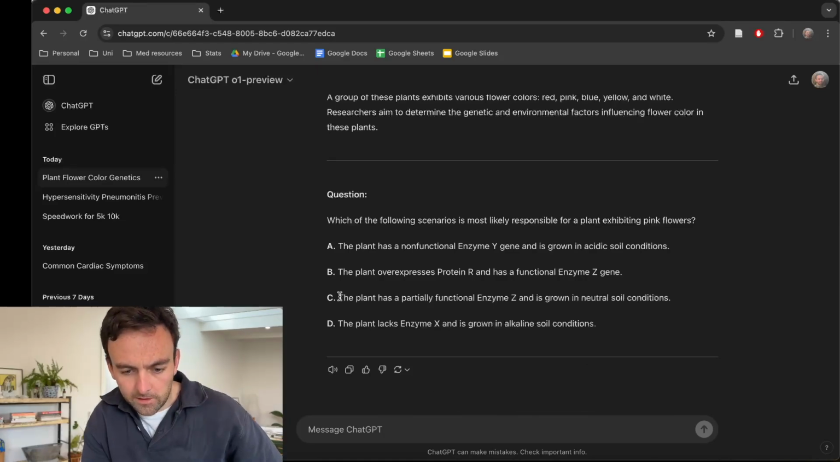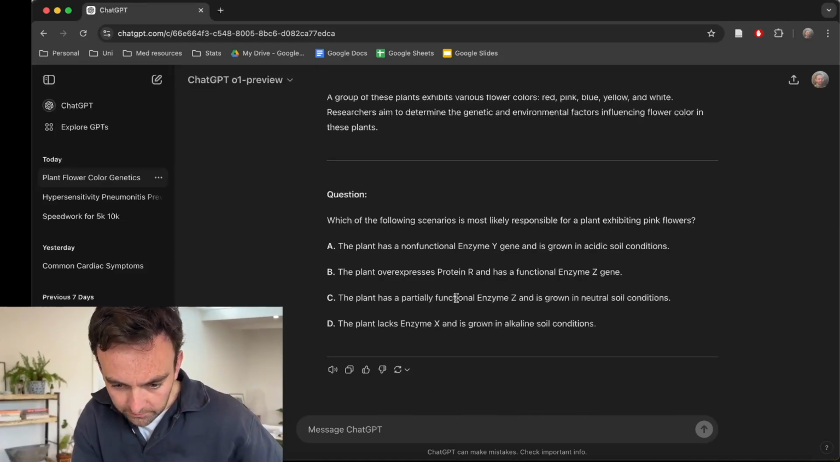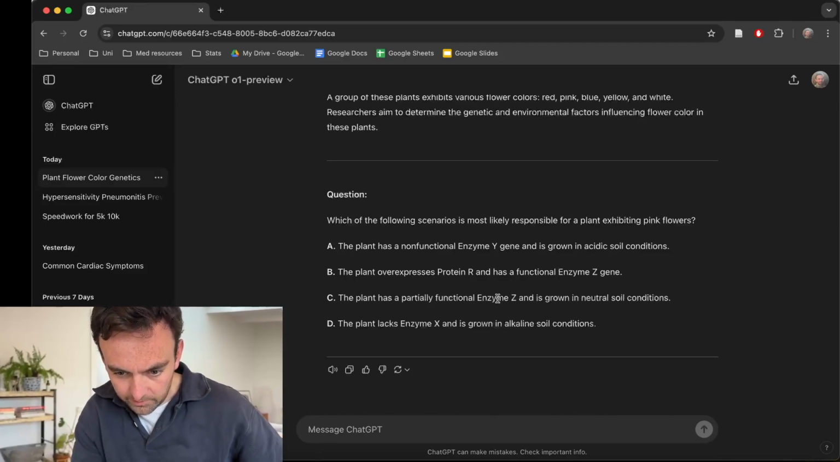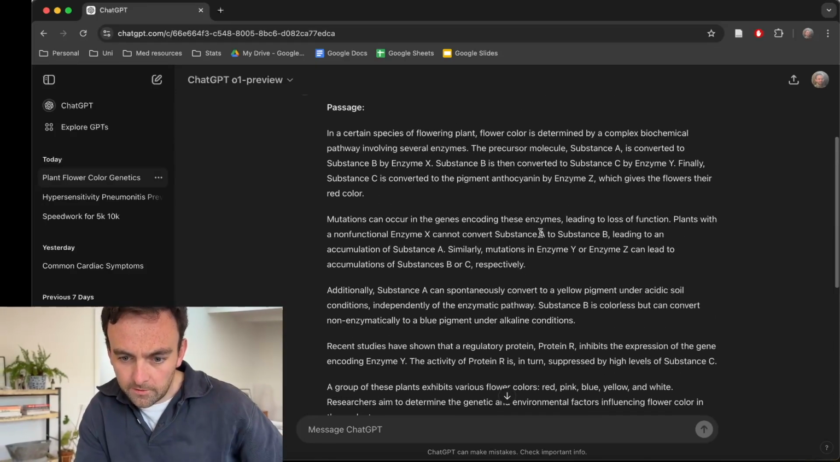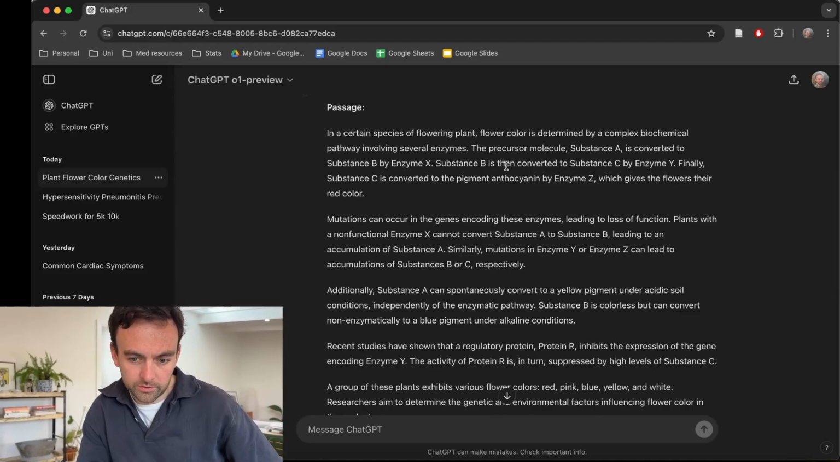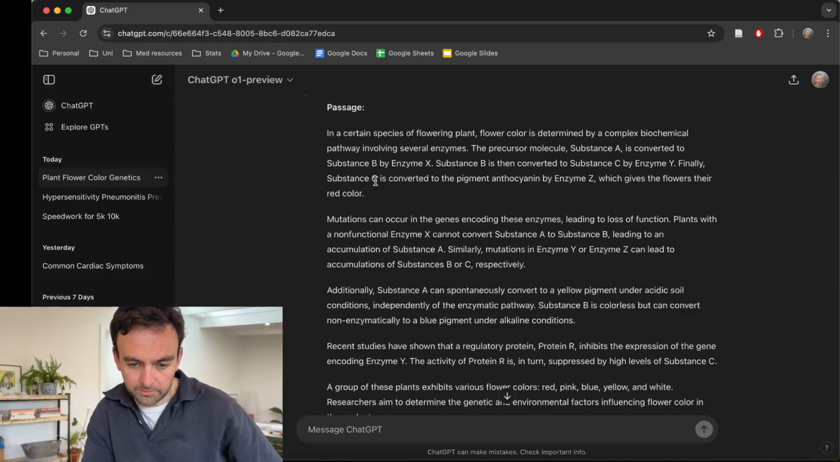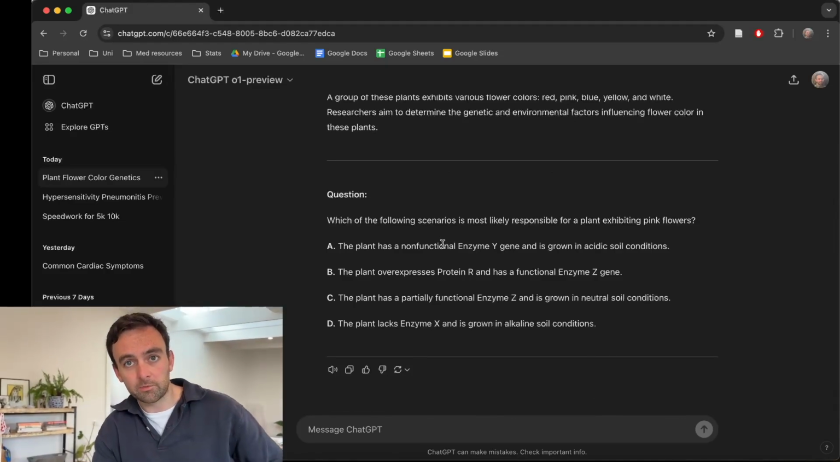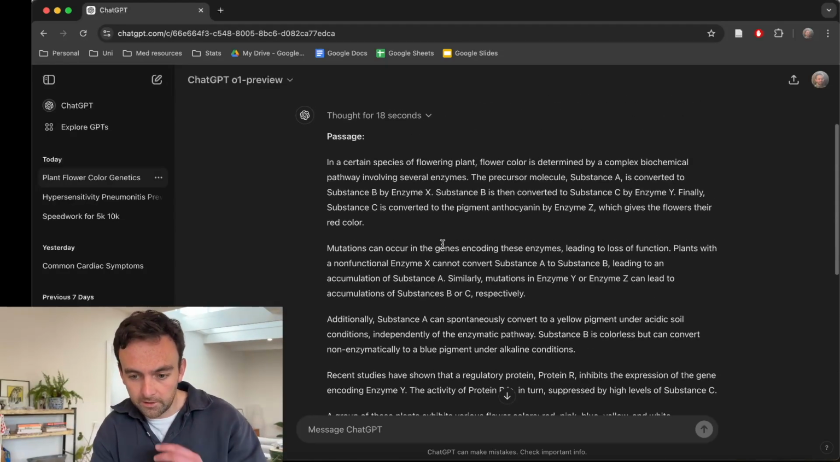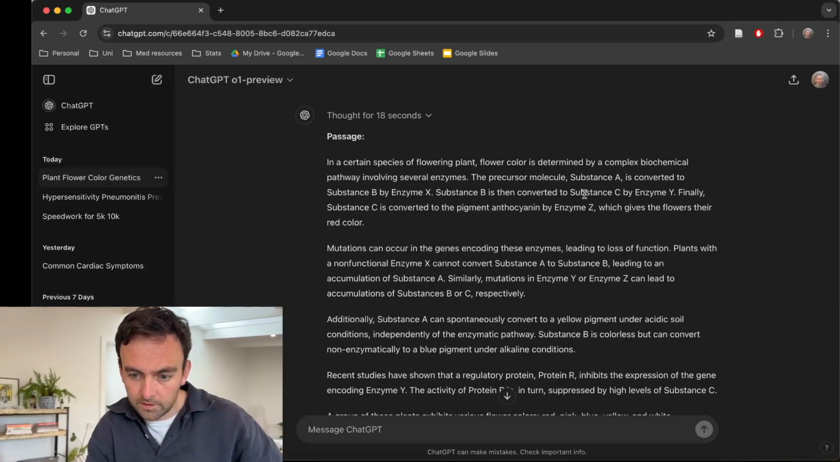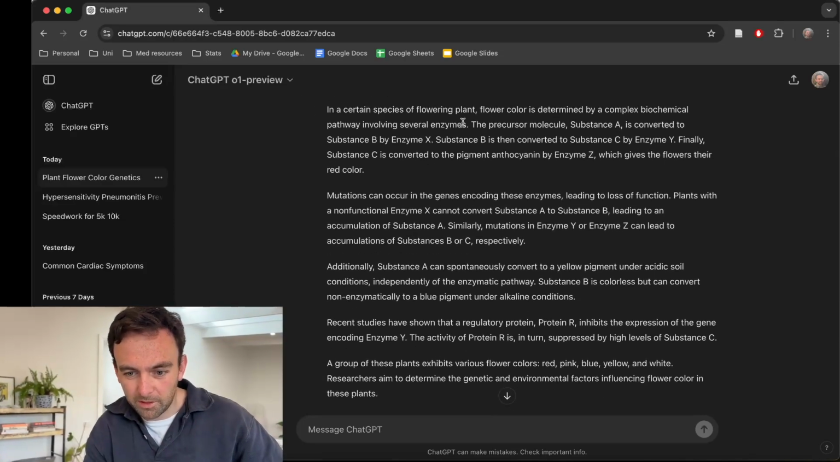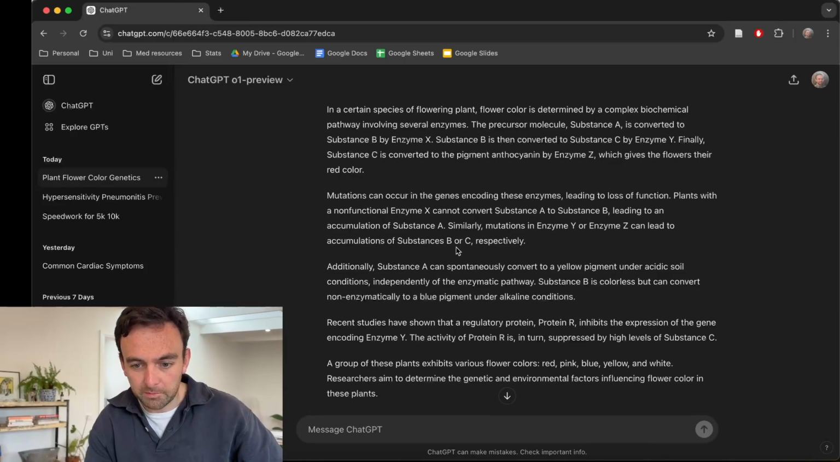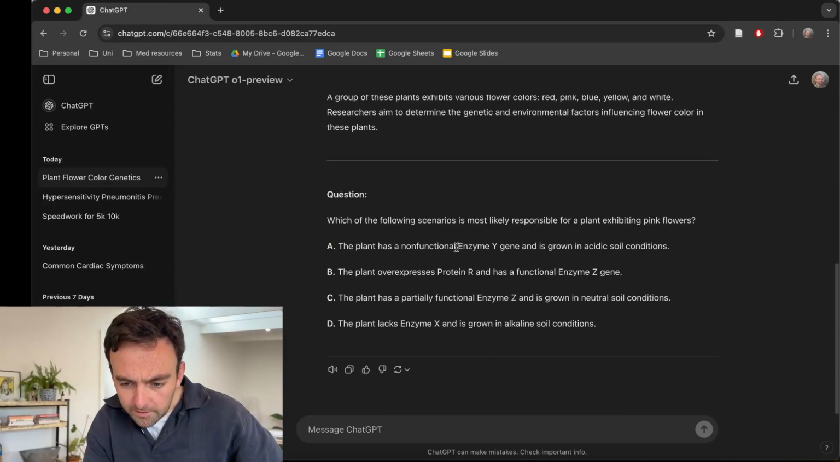Okay. The plant has a partially functional enzyme Z. That seems quite good, because enzyme Z produces red from substance C. So if it's partially functional, that means we'll get some red, but probably we'll also get some substance C. And then maybe, I don't know, maybe that means we get a buildup of substance B.